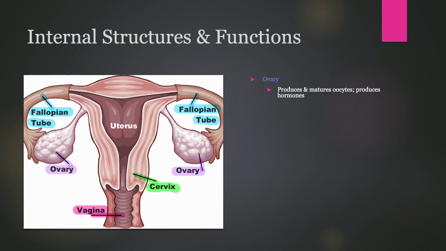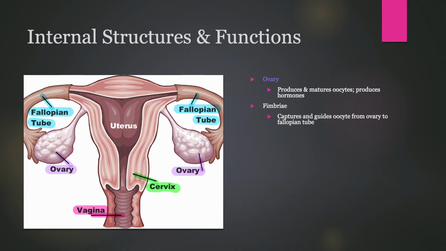First, highlighted in purple, we have the ovary. The ovary is that white ball-looking structure. Of course, I have it pointed and highlighted in purple. The function of the ovary is it produces and matures oocytes and produces hormones.